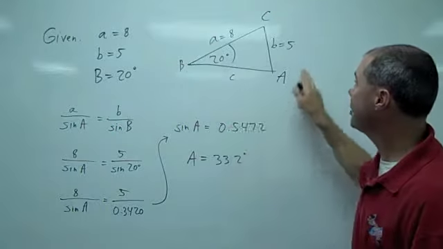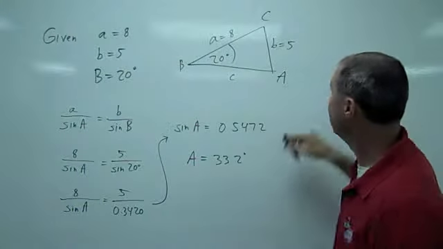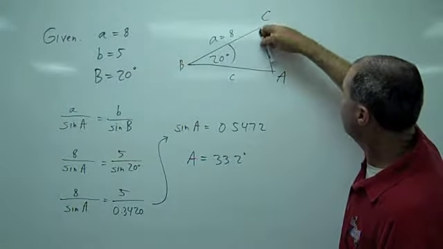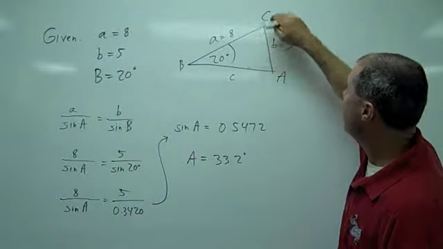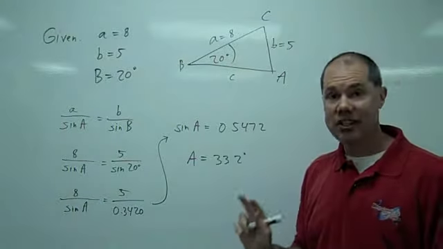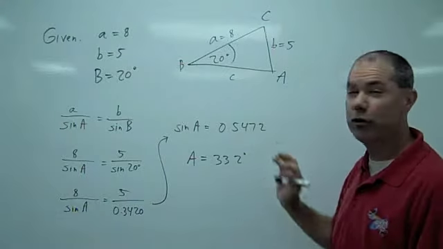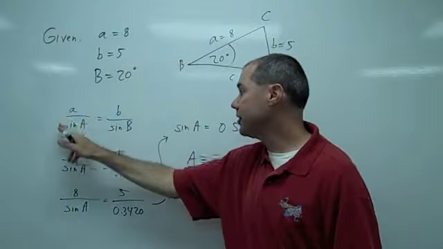This is just a quick sketch of what a triangle could look like. This side could also swing the other way and make another triangle. We do that as the second possibility. Let's do the first one first. We're going to use the law of sines.